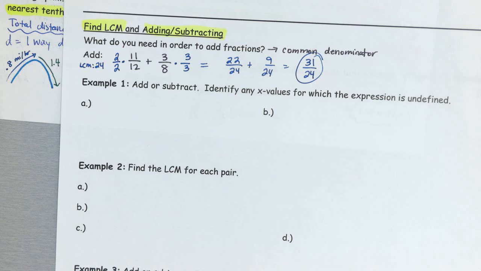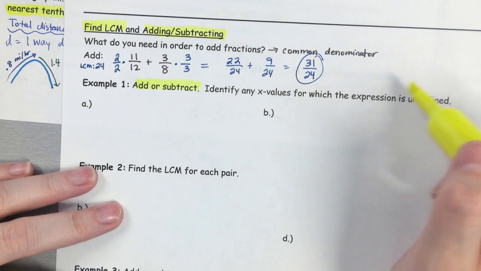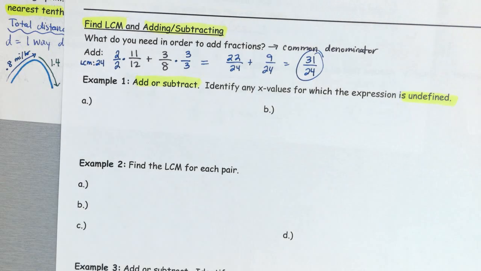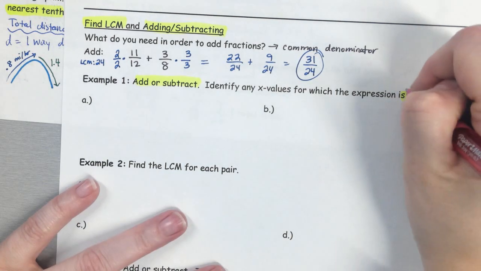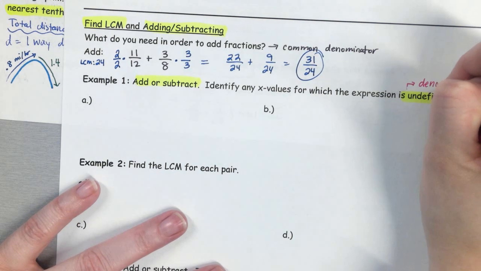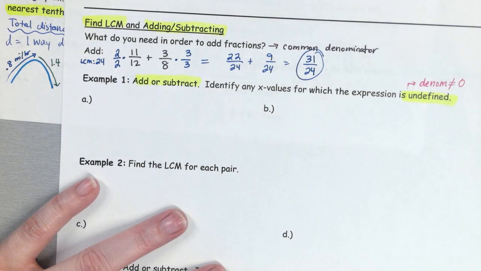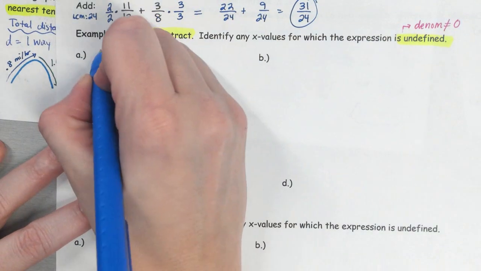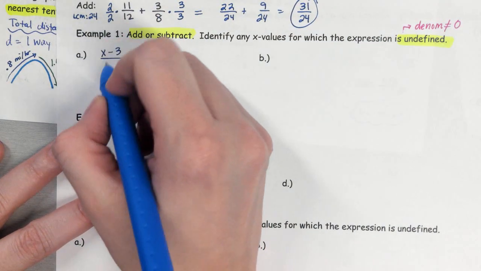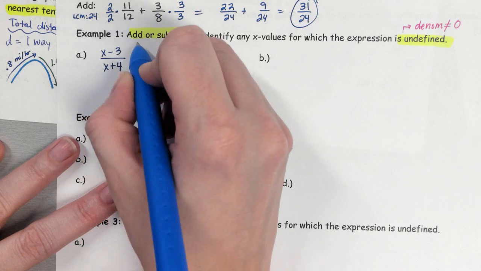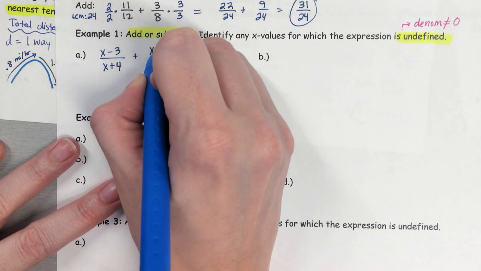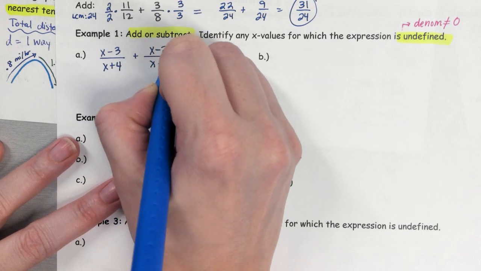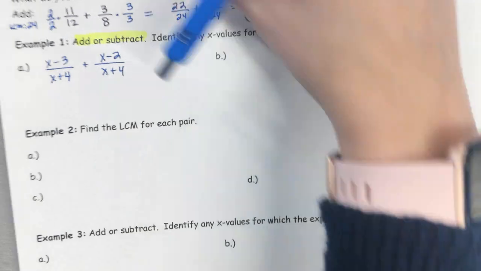All right, for example 1, it says to add or subtract, and then we do have to identify x values for which the expression is undefined. Okay, so remember with what we did yesterday, that means we have to find where the denominator equals 0, because we know that's not allowed. All right, so for A, we have x minus 3 over x plus 4 plus x minus 2 over x plus 4. So we're warming up here.